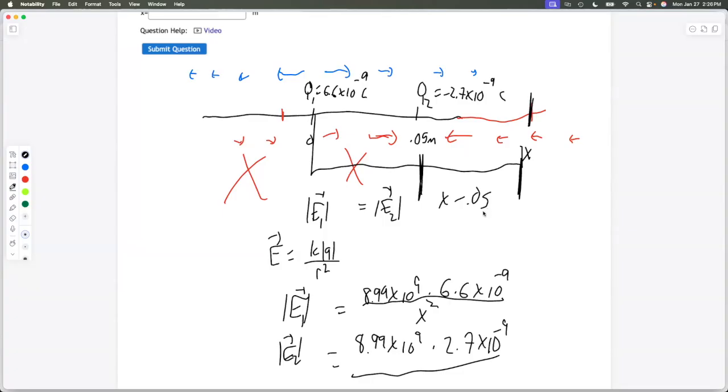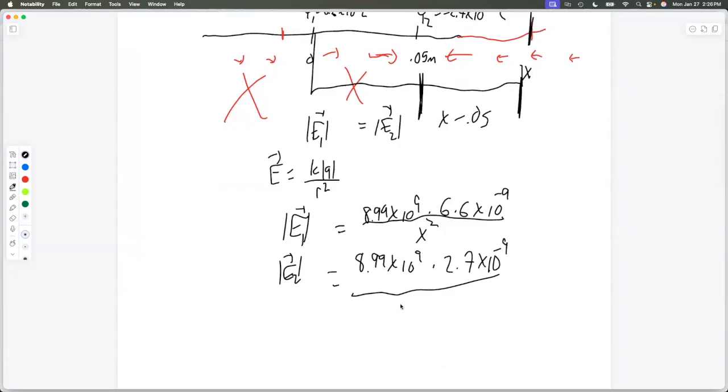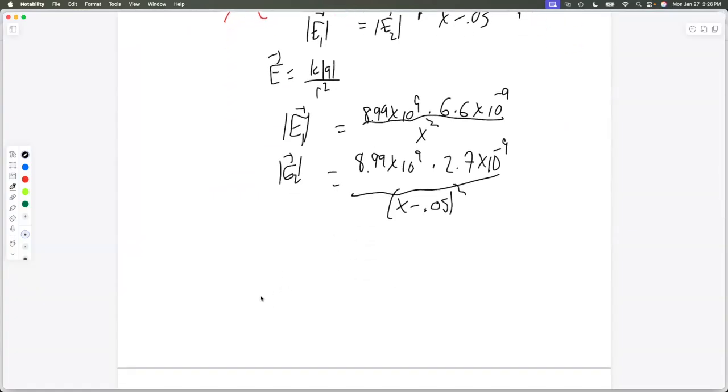That's going to matter in a minute. So I want that squared. I want x minus 0.05 squared. I need these two to be equal and opposite.